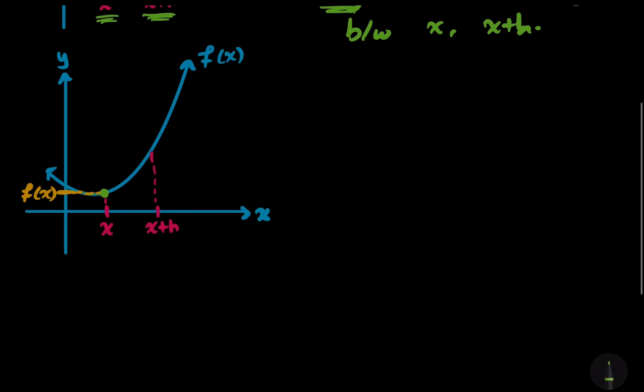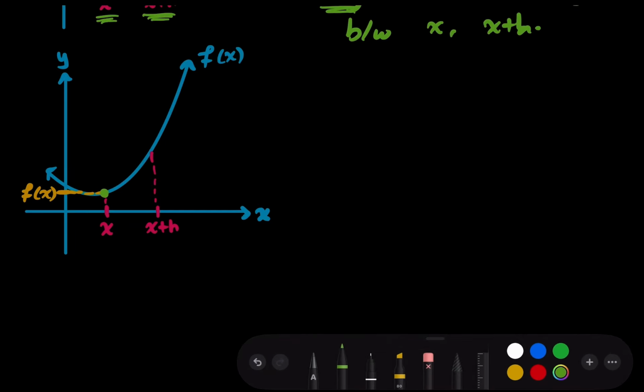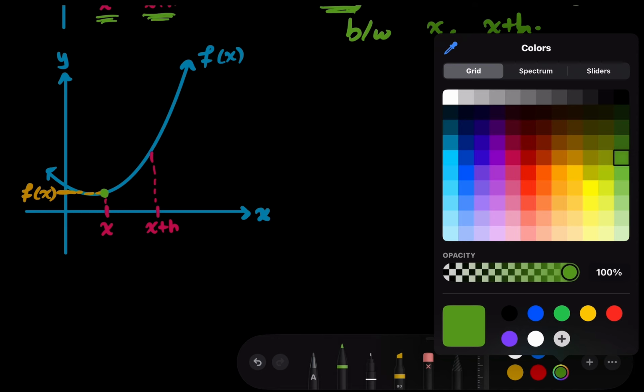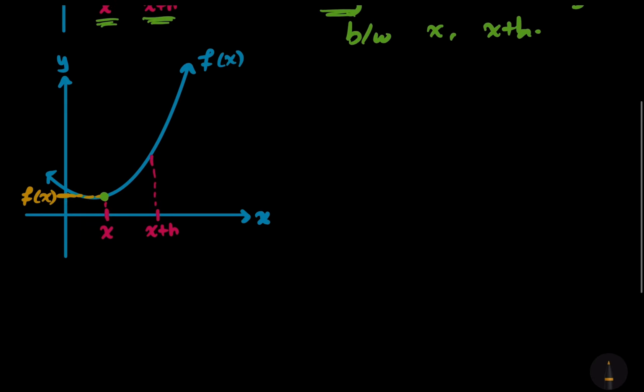But we can also do another thing, and I'm going to pick another color. This is a nice orange color. So what we can do is define what we call a tangent line. What I'm going to do is try to show you something. What happens as h gets small? What happens as h approaches 0?